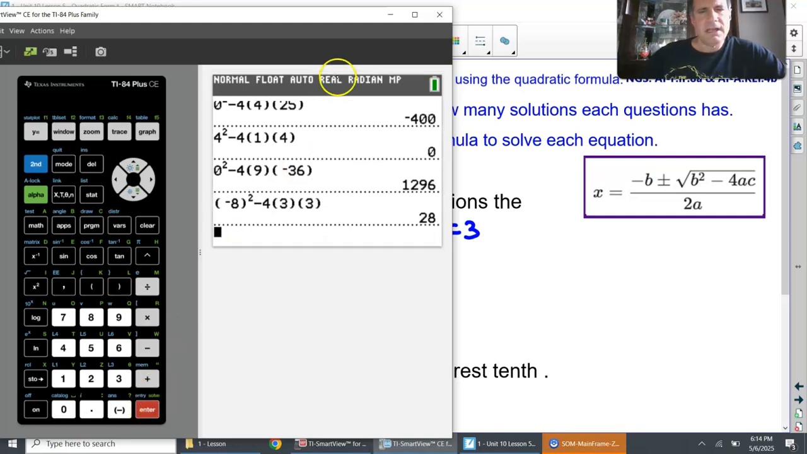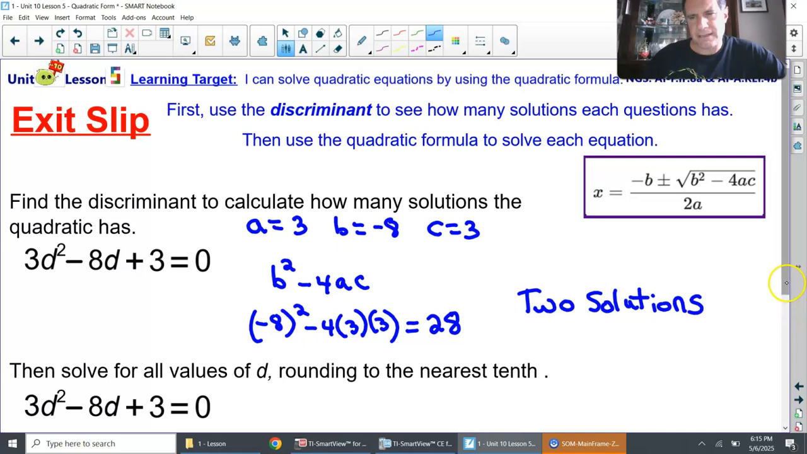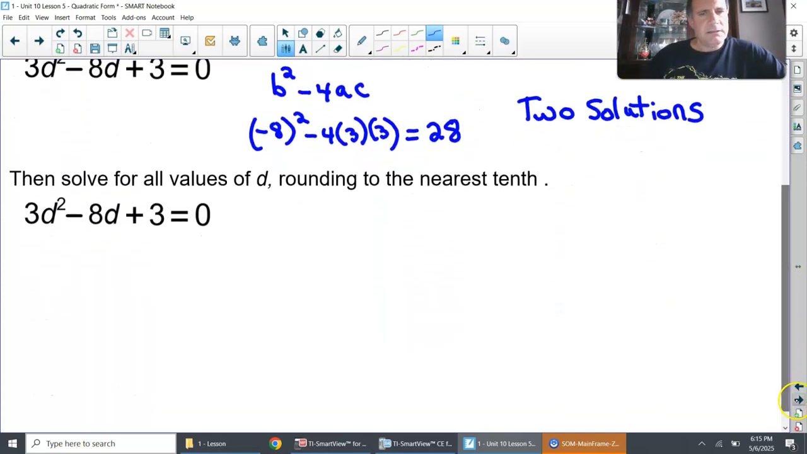Just like that. And it's 28, the result of 28. And that means there's two solutions. And that is that. All right, so then solve for all of the values of d, rounding to the nearest tenth.